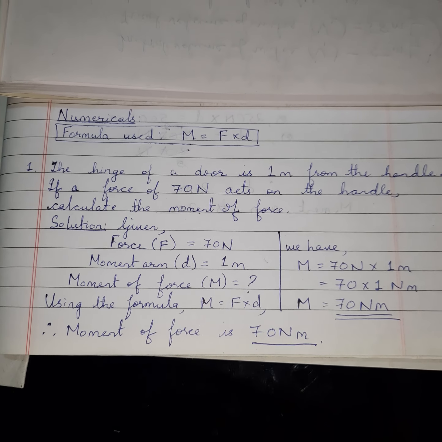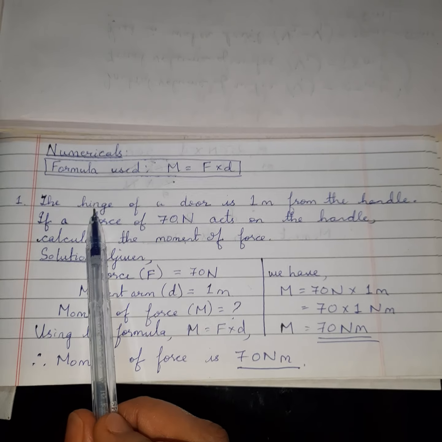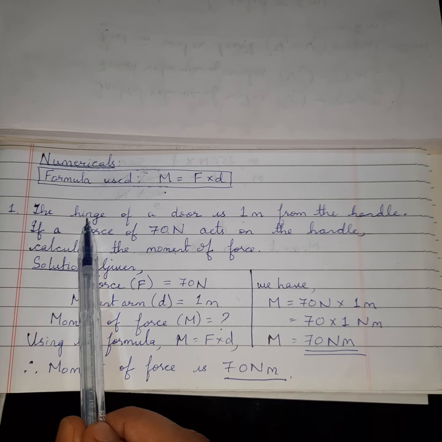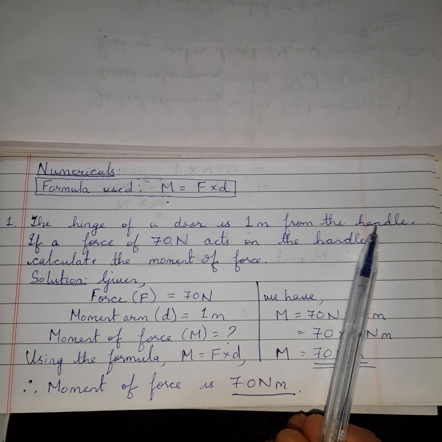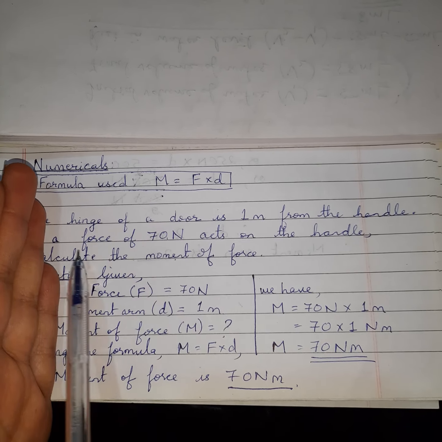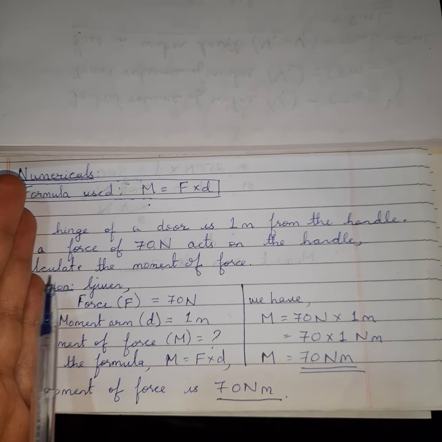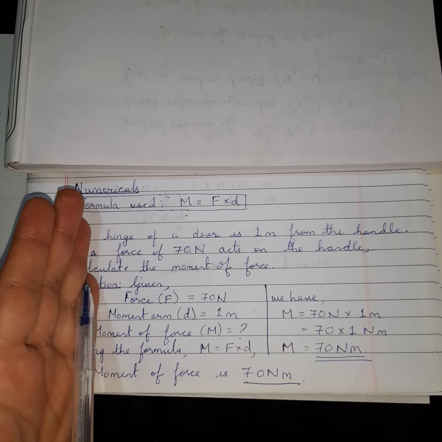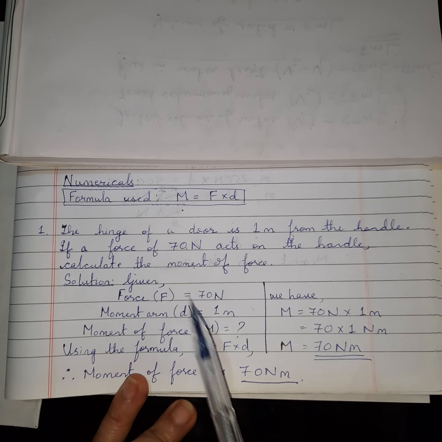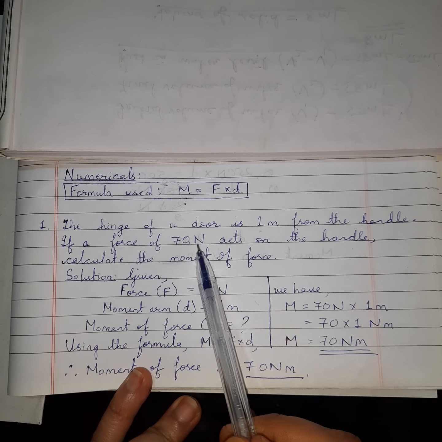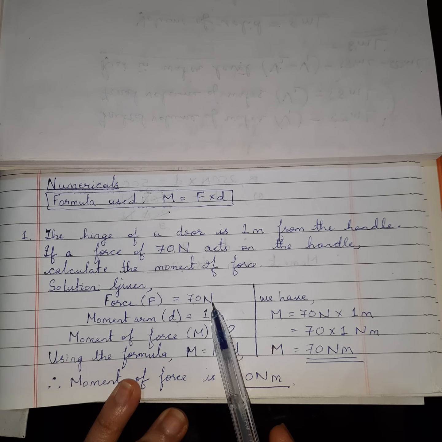Let's use the formula to solve a numerical here. Look at the question. The hinge, I told you what a hinge is. It is the pivot about which the door rotates. The hinge of a door is 1 meter from the handle. That means you have a handle here, the hinge is here. The distance between the pivot and the point of application of force, which is the handle, is 1 meter. So this is our D. And a force of 70 Newton, the value of the force is given to be 70 Newton.